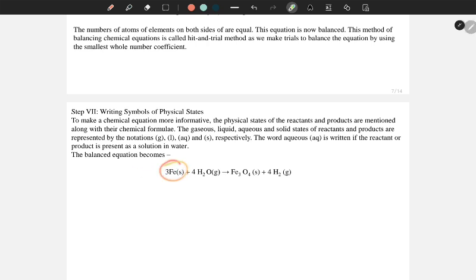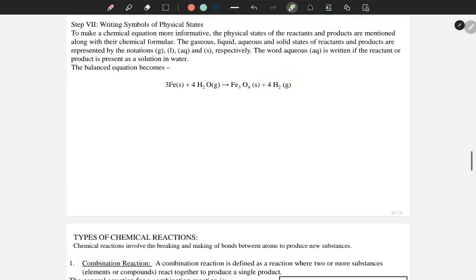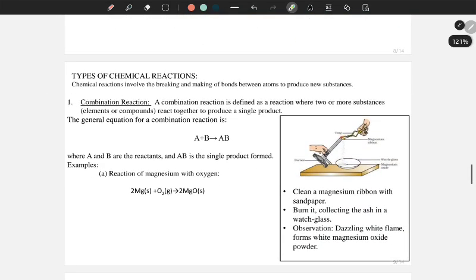So iron will be in the solid state, water will be in the gaseous state here, and then ferric hydroxide will also be in the solid state, and hydrogen gas will evolve as a gas, okay. So now let's come to the next part, that is types of chemical reaction.